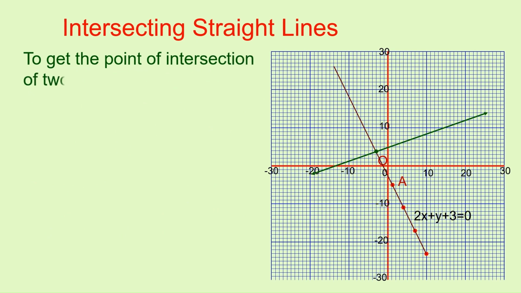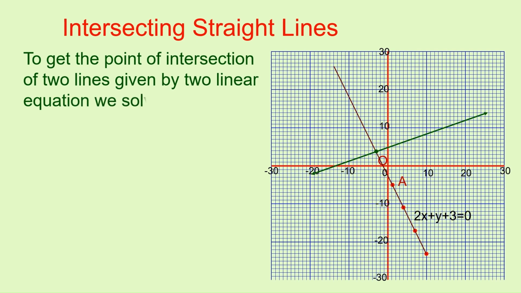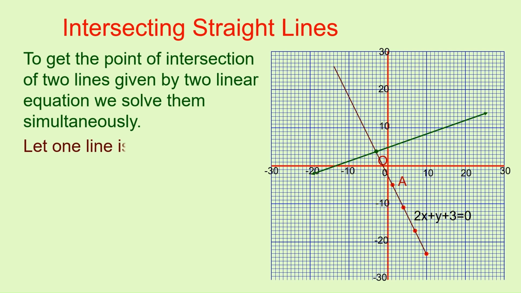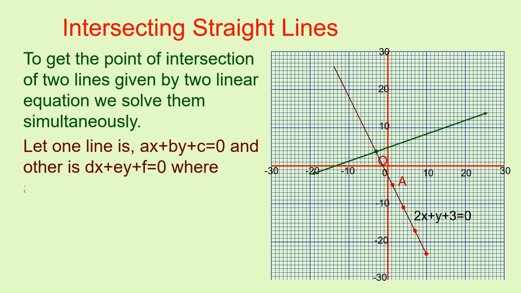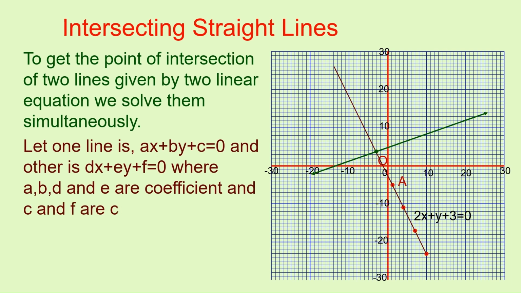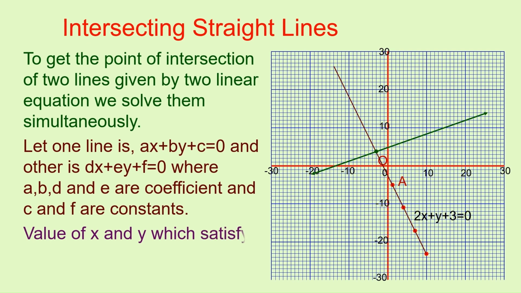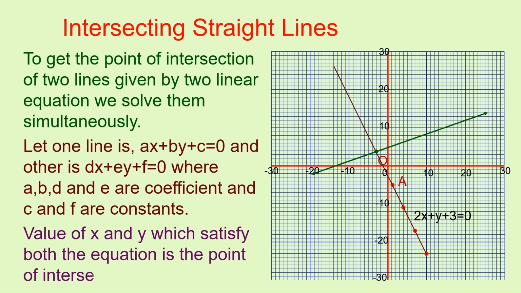To get the point of intersection of two lines given by two linear equations, we solve them simultaneously. Let one line be ax plus by plus c equals 0. Another is dx plus ey plus f equals 0, where a, b, d and e are coefficients and c and f are constants. The values of x and y which satisfy both equations are the point of intersection.